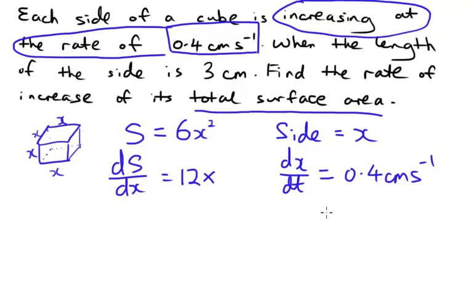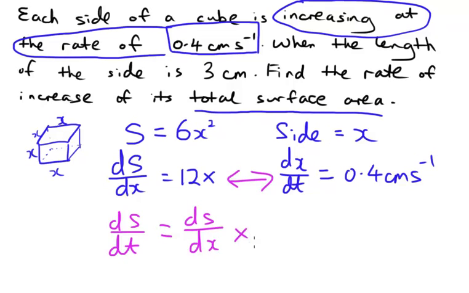What do we want to find? We want to find the rate of change of its total surface area. Means rate of change of surface area. Means dS/dt. Always remember, rate is dt. We have these two, dS/dx, dx/dt. How are we going to find it? You can try and error. What you do is that you just multiply these two. So dS/dx times dx/dt.